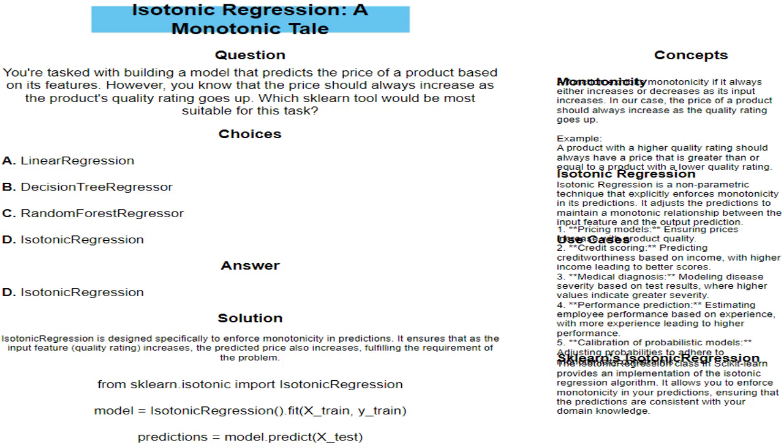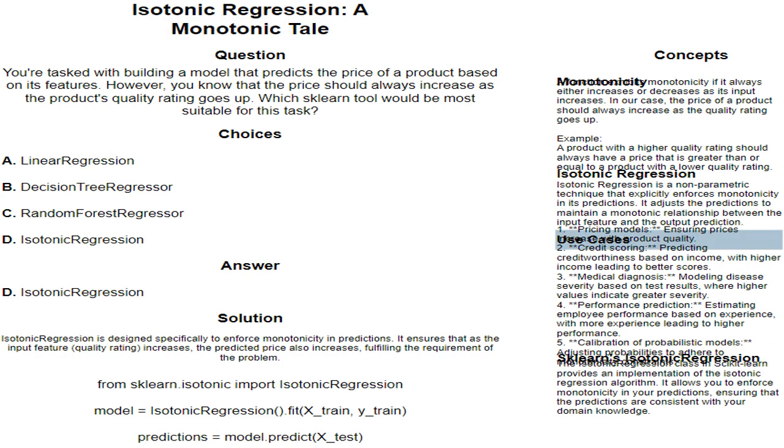Isotonic regression use cases: 1. Pricing models ensuring prices increase with product quality. 2. Credit scoring predicting creditworthiness based on income, with higher income leading to better scores. 3. Medical diagnosis modeling disease severity based on test results, where higher values indicate greater severity. 4. Performance prediction estimating employee performance based on experience, with more experience leading to higher performance. 5. Calibration of probabilistic models adjusting probabilities to adhere to monotonicity constraints.